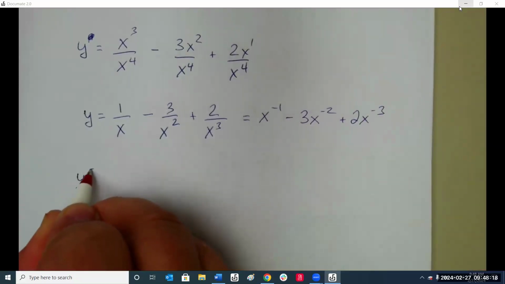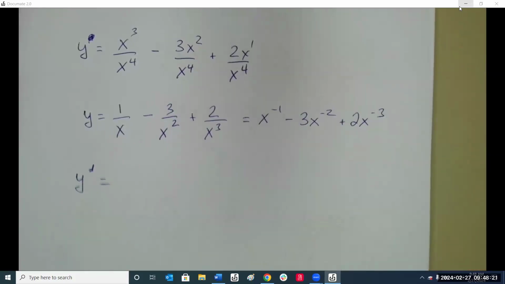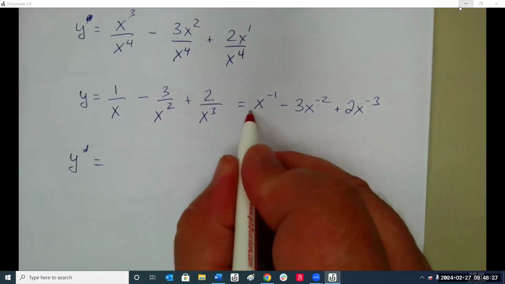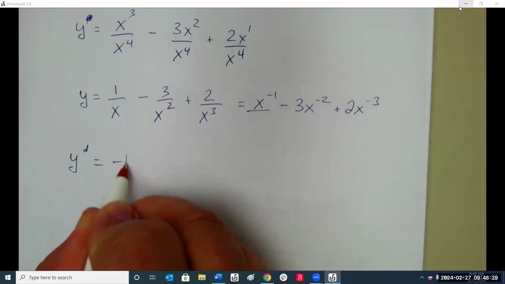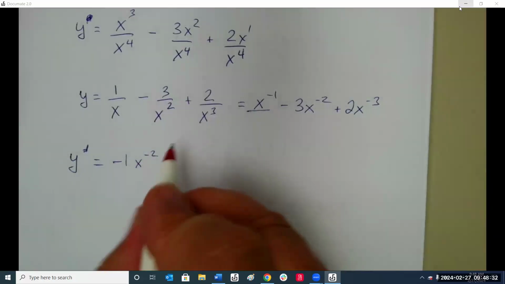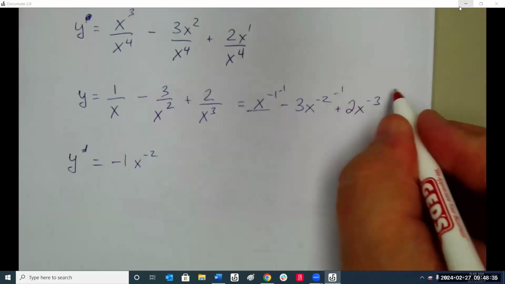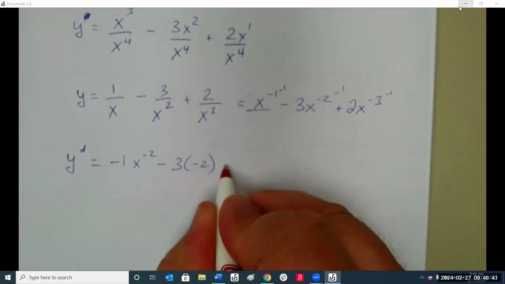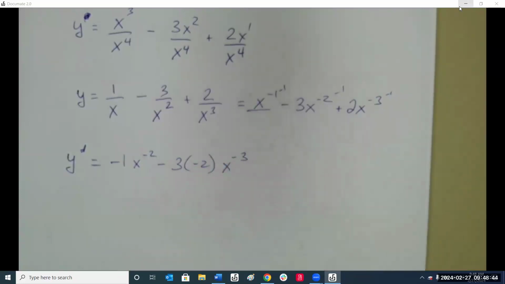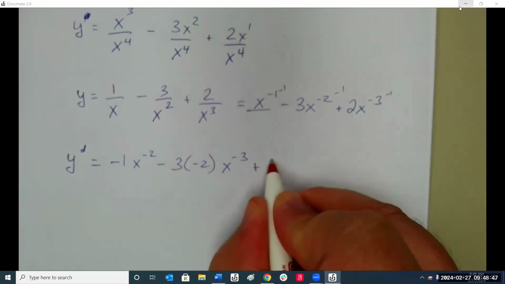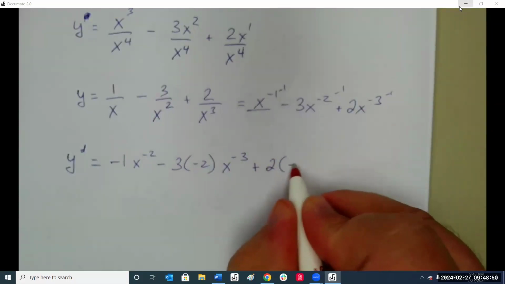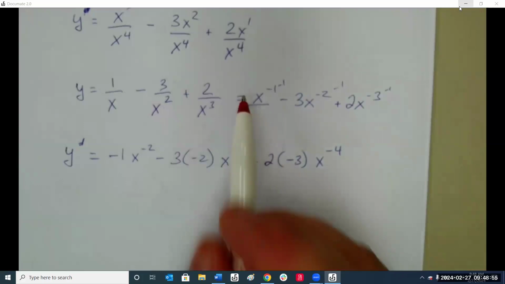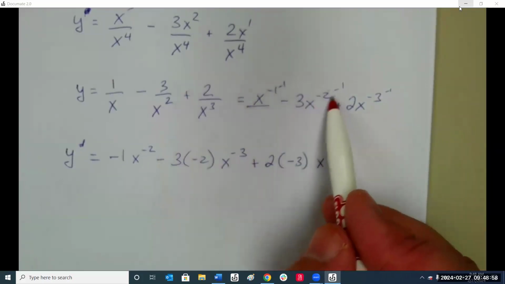Now we can take the derivative of each one of these separately. The first one becomes negative 1 x to the power negative 2. Let's subtract 1. Minus 3 times negative 2 x to the power negative 3. Then 2 times negative 3x to the power negative 4. Remember, the power comes down and subtract 1.